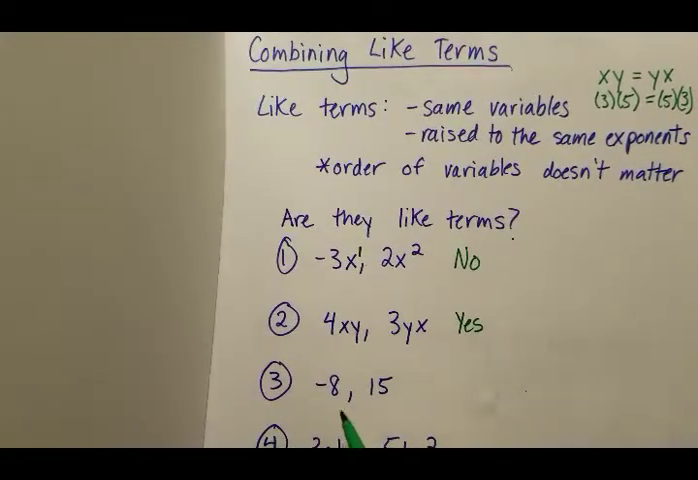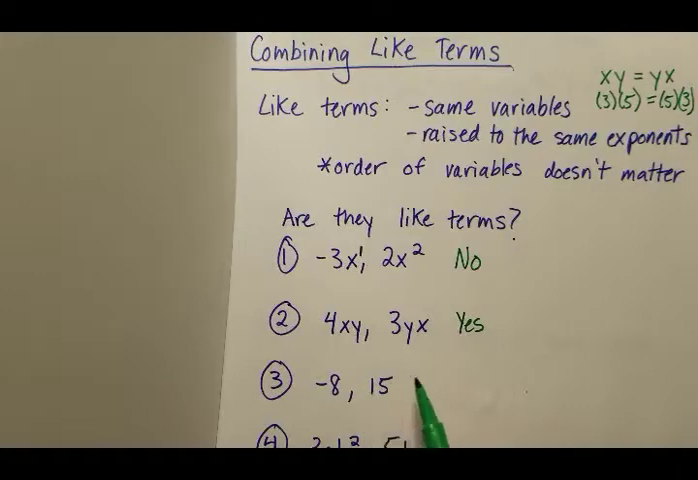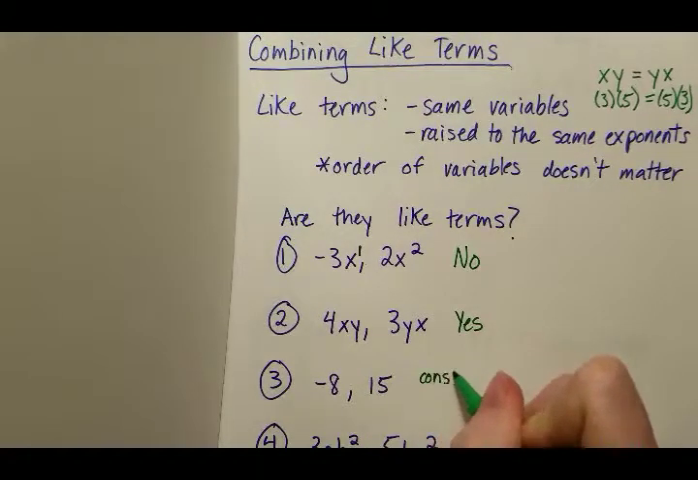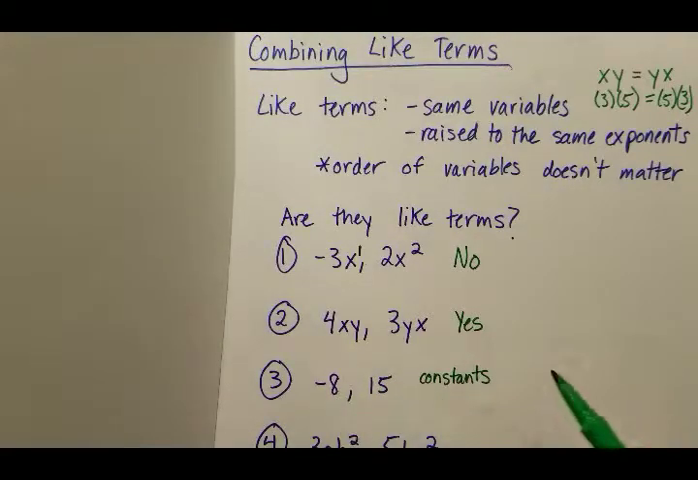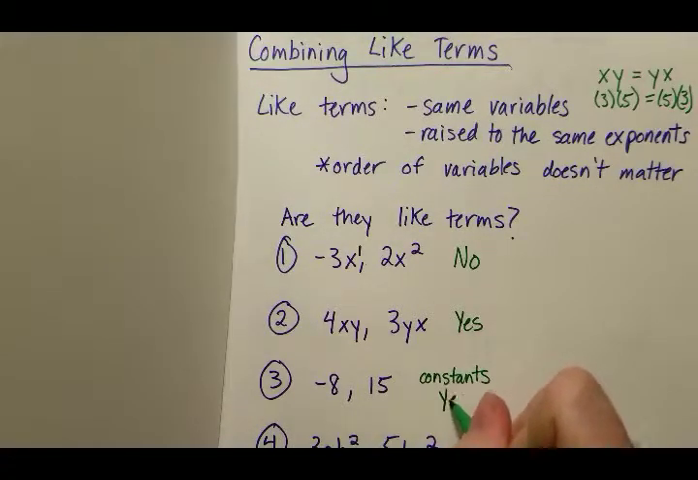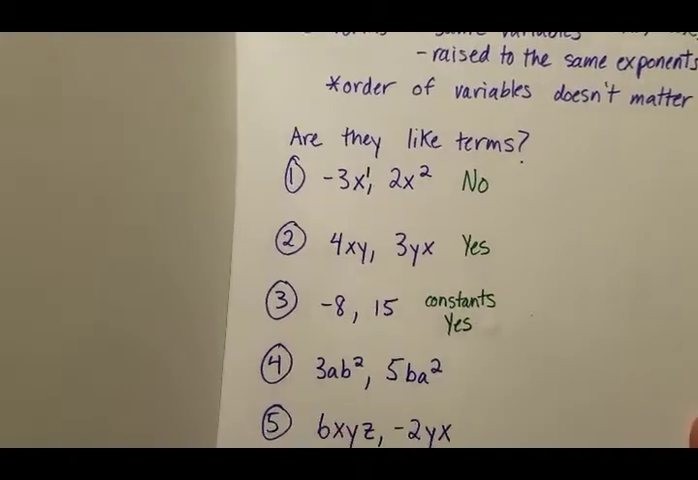Okay, let's look at number 3. In number 3, we have negative 8 and 15. These actually don't have any variables. These are both constants. Constants are terms that only have numbers and no variables. And constants are always like terms because having no variables, that's the same. So yes, these are like terms, and all constants are like terms with one another.